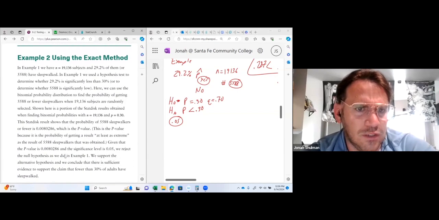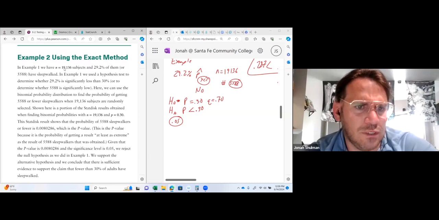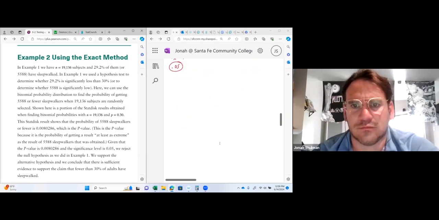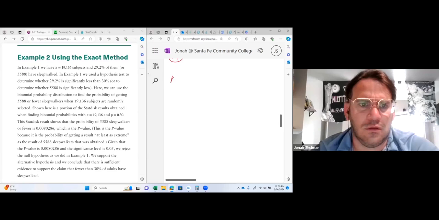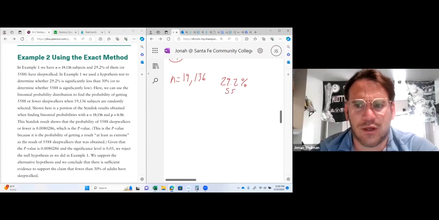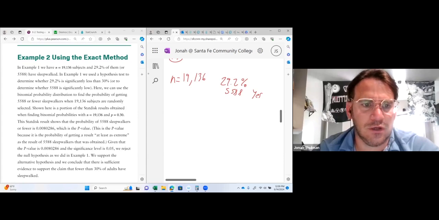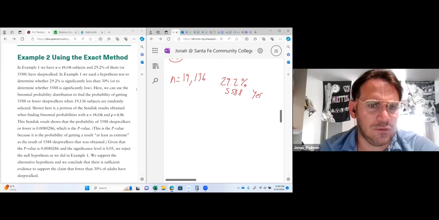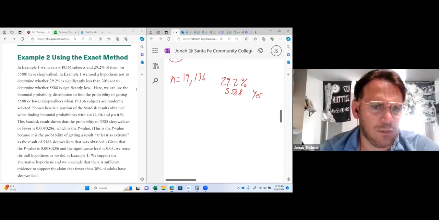All right, so let's actually try this. In example 1, we have an n of 19,136, and 29.2% of them, or 5588, was a yes, which means the other side is the no. And we want to use the hypothesis significantly less. So here we can use a binomial probability distribution to find the probability of getting 5,588 or fewer sleepwalkers.